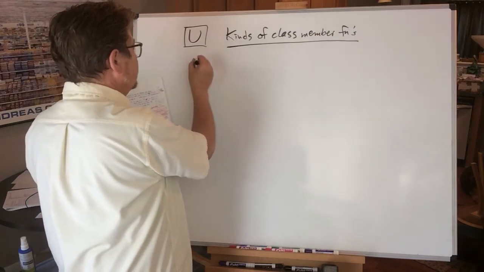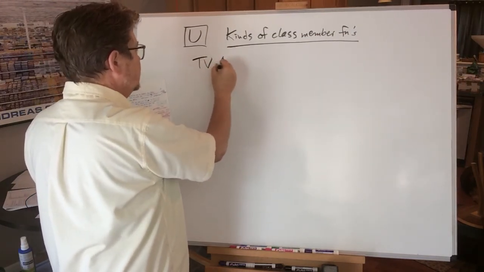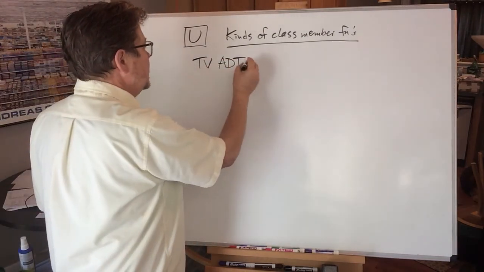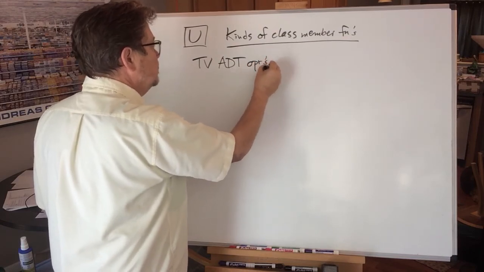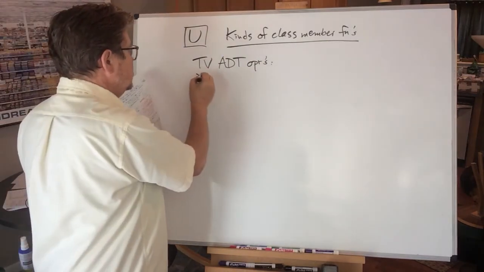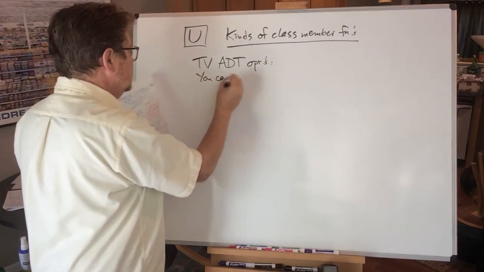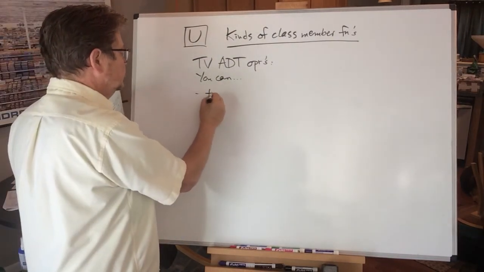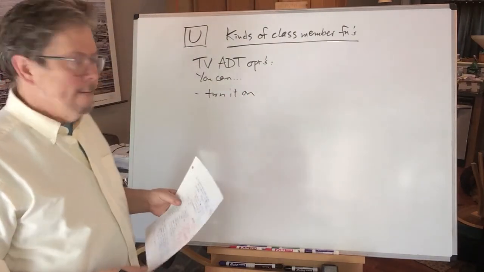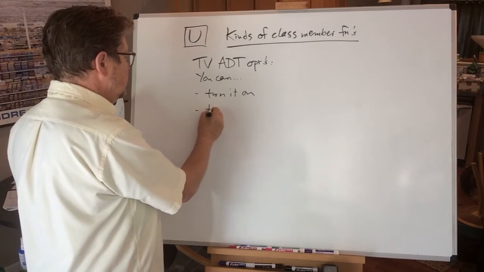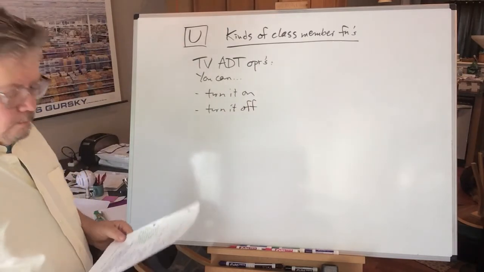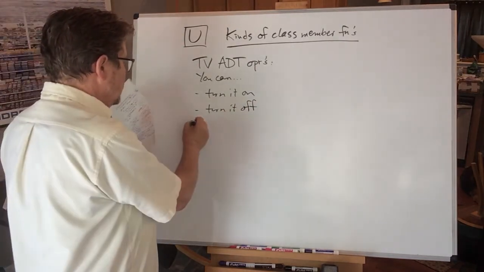I'm going to fall back on my TV abstract data type, which is a list of operations. TV ADT operations. Remember, if you want to call yourself a TV, you've got to be able to do these things. You can turn it on. Otherwise, it's pretty useless, huh? When you're done with it, you can turn it off. Probably in between, you might want to watch it.